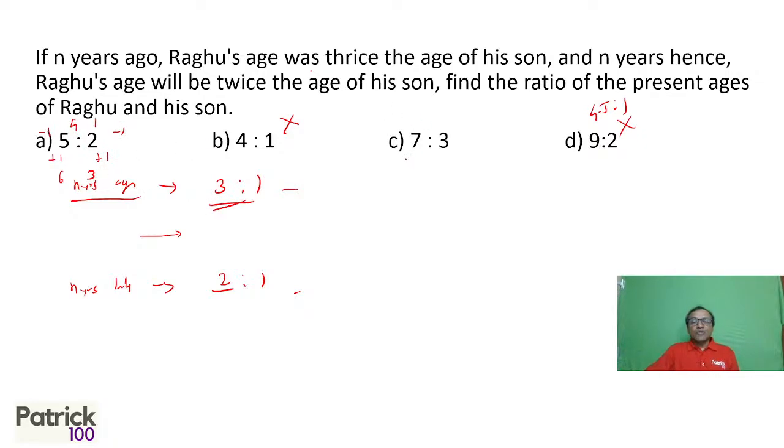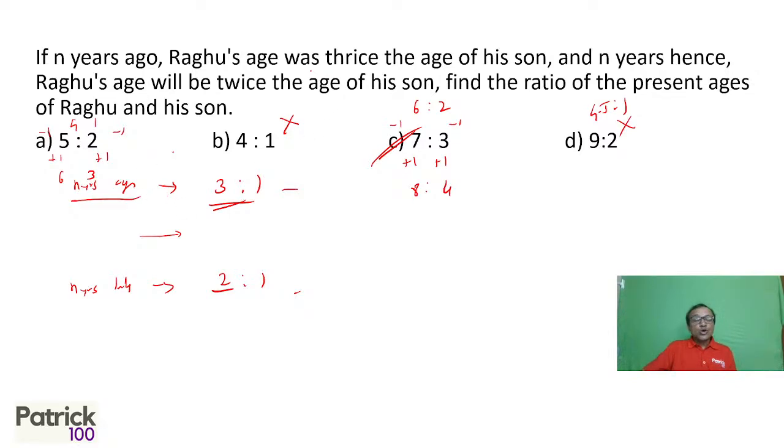I look at C option. If I add 1 and add 1, it becomes 8 and 4, which is 2:1, satisfies. Going back, if I subtract 1 and subtract 1, I'll get 6:2, 3:1, satisfies. C option. So what I've done is I've used the option to get the answer. The key is to use the option. If you're able to use options effectively, a lot of them become simpler in the exam.